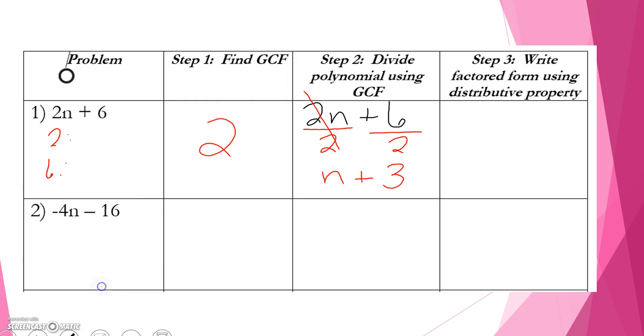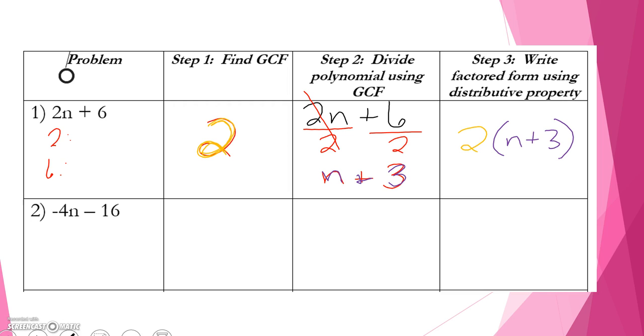So I take this GCF of 2, I put that out front, and then inside parentheses I put what was left over. And that's my final answer. You must not forget to put the 2 out front.